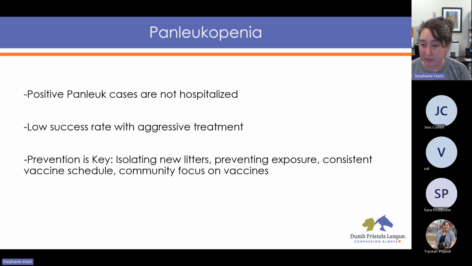So preventing the panleuk from spreading and occurring. One thing is isolating your new litters. So not intermingling litters, not fostering two litters and handling both litters at the same time, making sure that you change your clothes, wash your hands in between handling, making sure that you're quarantining for those first 2 weeks, disinfecting surfaces when we're vaccinating and doing exams here in the shelter.